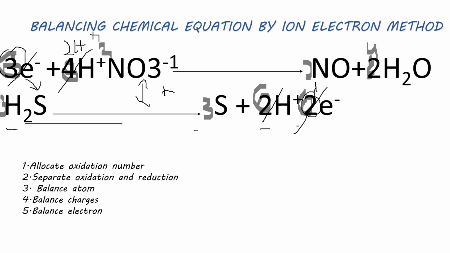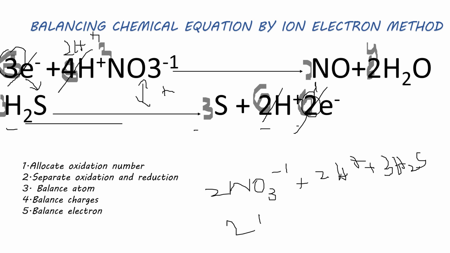So what we're going to have is 2NO3 minus plus 2H plus plus 3H2S. Now this is the reactant side. Let's move on to the product side. So the product side will be 2NO plus 4H2O plus 3S. And we are done with balancing the chemical equation by the ion electron method.